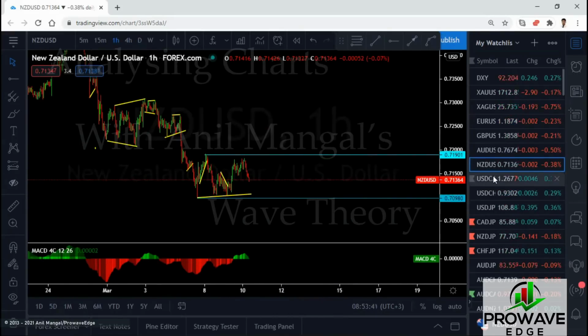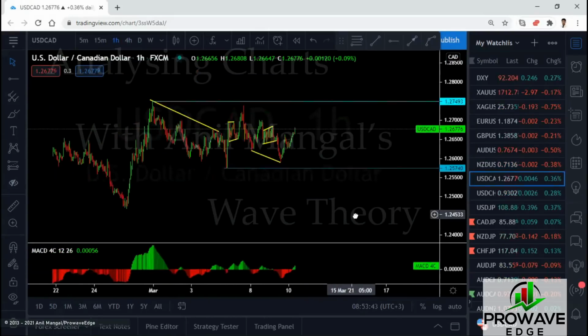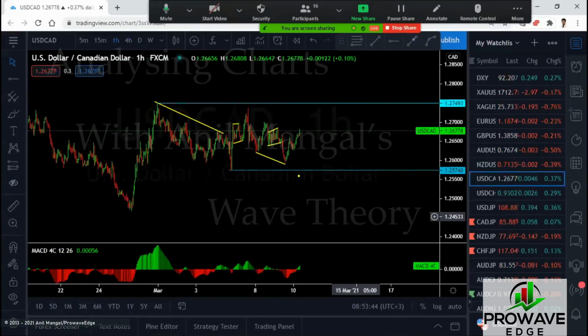CAD is an amazing one because we've got this really good correction here, and every time you get that, there is an expanding flat possibility in there, which means this could be the end of this corrective structure, or we're still in that corrective structure if you look at this as a smaller version, a smaller degree, of the pattern. So we could get something like this, and we could come back here.